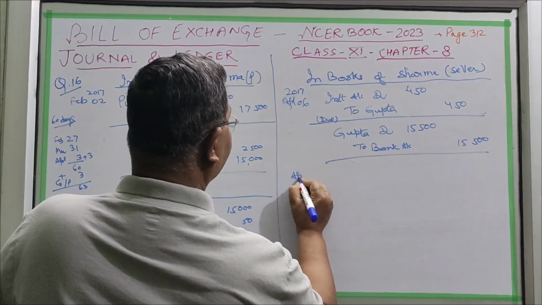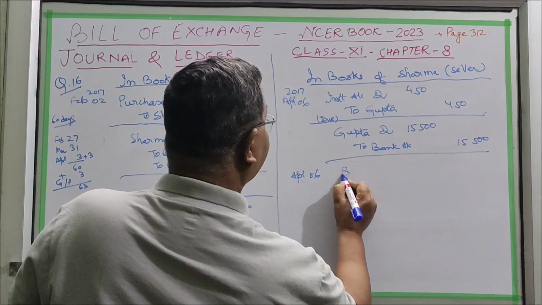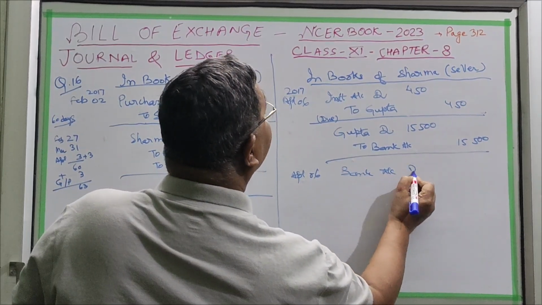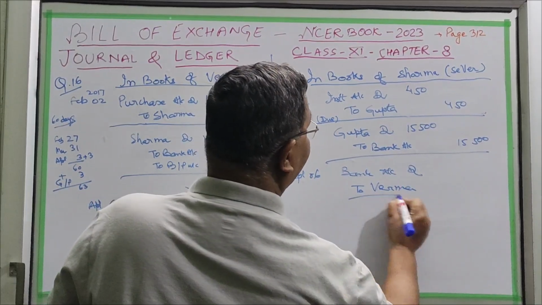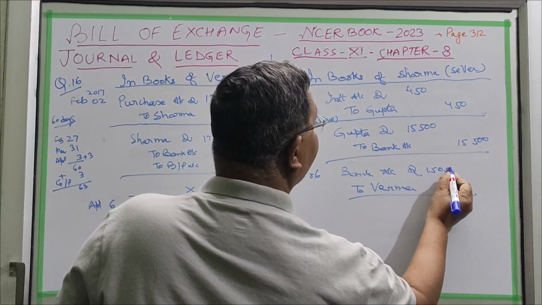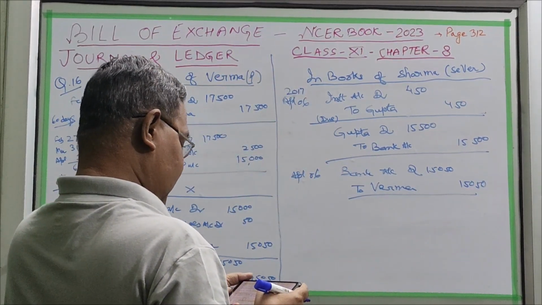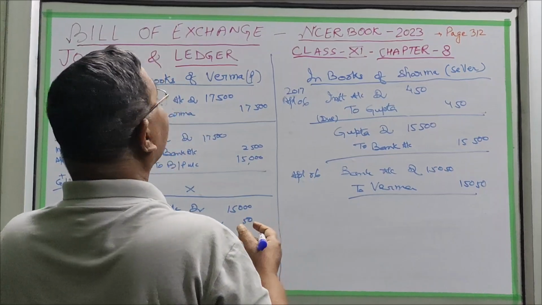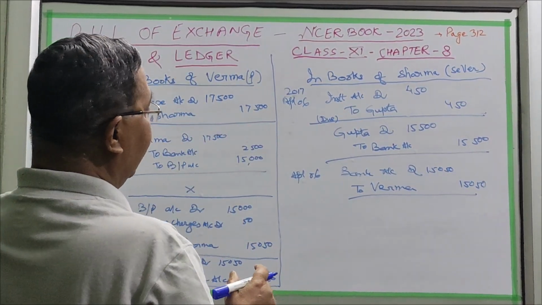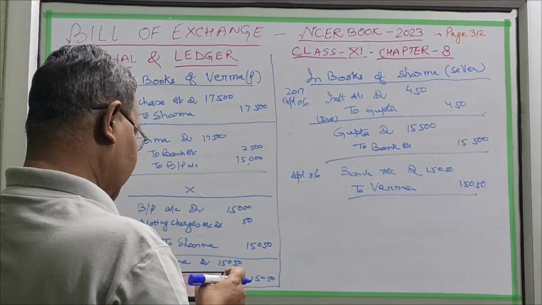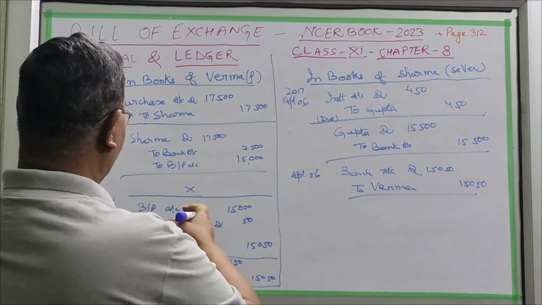So April 6, he will get the money. Bank account debit to Verma, and he will receive 15,050 from him by check. Record general entries in the books of Sharma and Verma, and this is all over. So here, if you want to make an account of Sharma, Gupta, anyone's account, we can make.